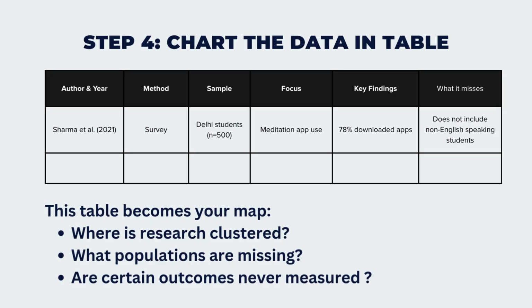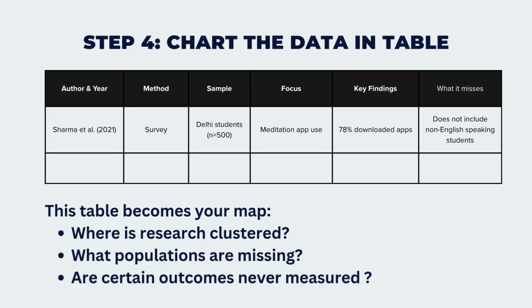Where is the research clustered? First, look for crowded corners. Are most studies from metro cities? Are they all published between the same few years? Do they all use surveys and skip interviews or long-term observations? This helps you ask, is this topic being studied from just one angle? Are we hearing only one kind of voice and missing others? For example, if 15 out of 22 studies are based in Delhi or Mumbai, then the research is clustered around urban students, and that's useful to know.